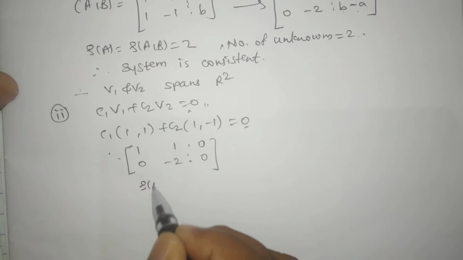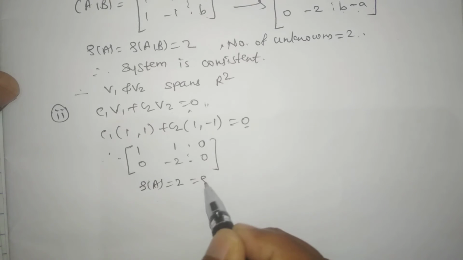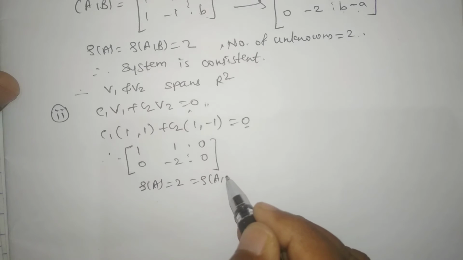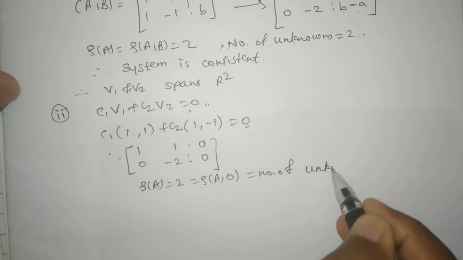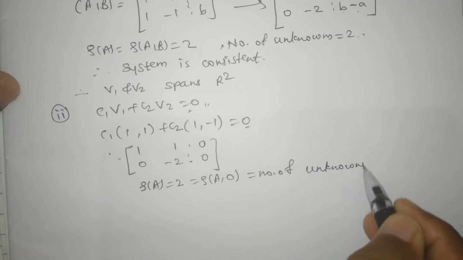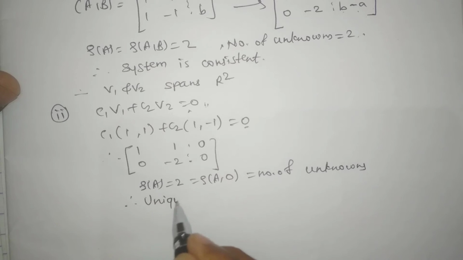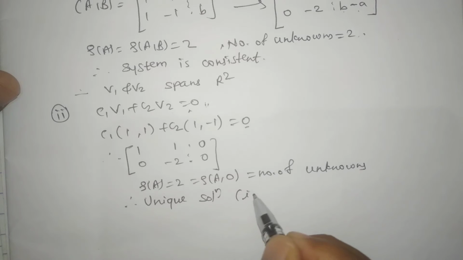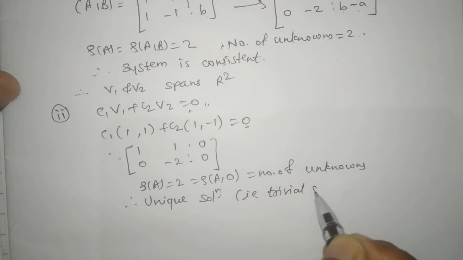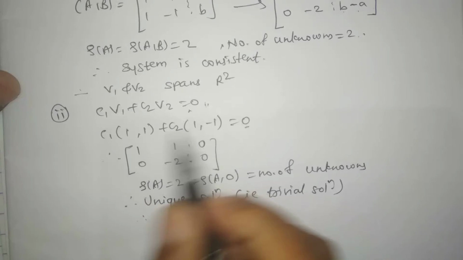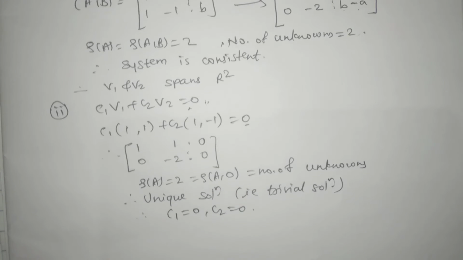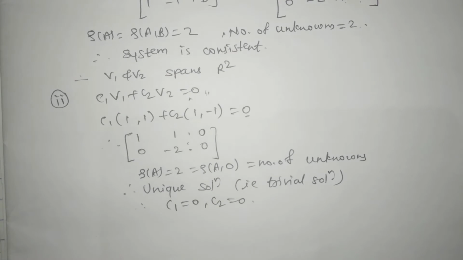So what is the rank of A? The rank of matrix A is 2. This is equal to the rank of A comma the 0 matrix. This is the number of unknowns. Therefore the system has a unique solution, that is, we can say the trivial solution. What is the trivial solution? C1 is 0 and C2 is 0, because this is a homogeneous system. So the trivial or unique solution is C1 equals 0, C2 equals 0.